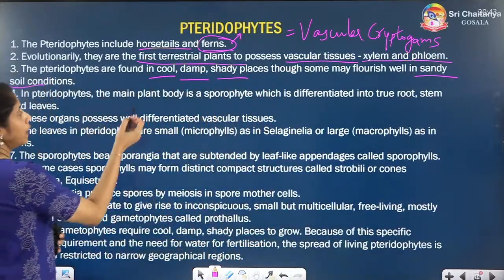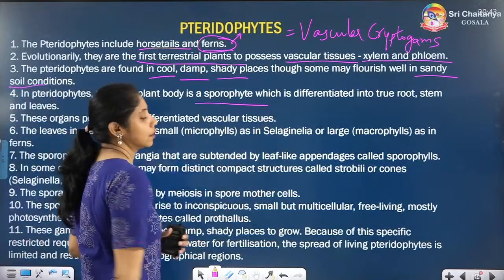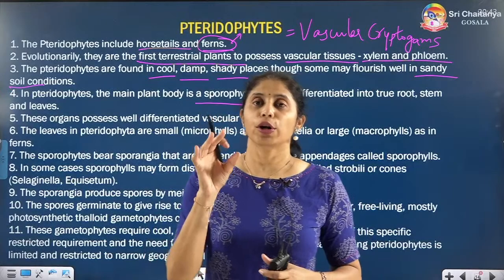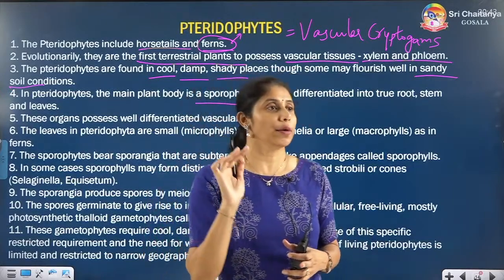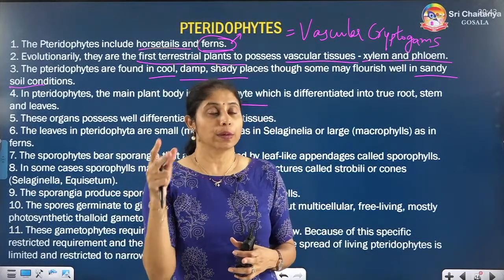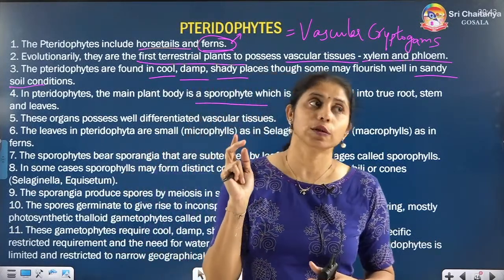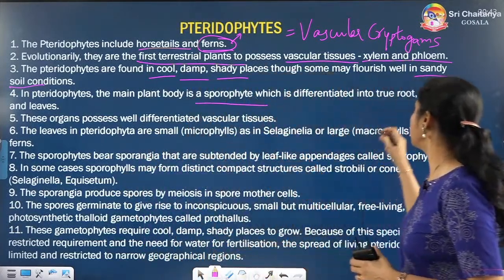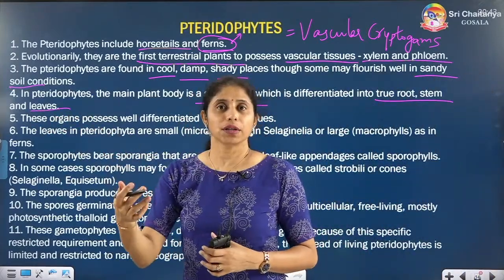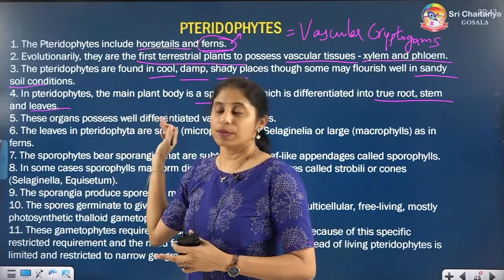Next one, in Pteridophytes, the main plant body is a sporophyte. Until now, in algae and bryophytes, the plant body is a thallus, and it is a gametophyte. But from here onwards, Pteridophytes, Gymnosperms and Angiosperms, the plant body is a sporophyte, which has true roots, stems and leaves, like the plants you see in your vicinity.